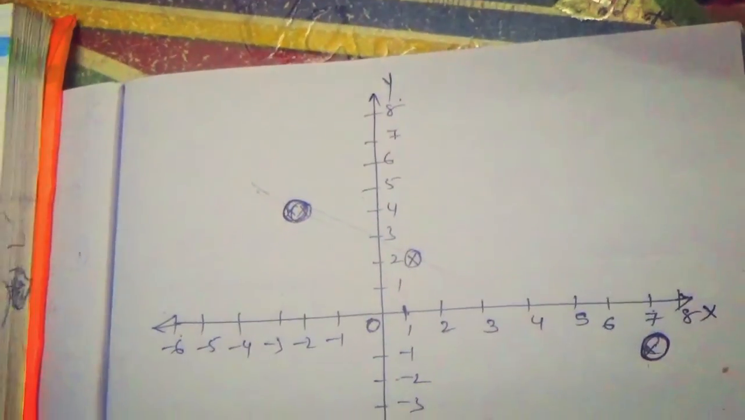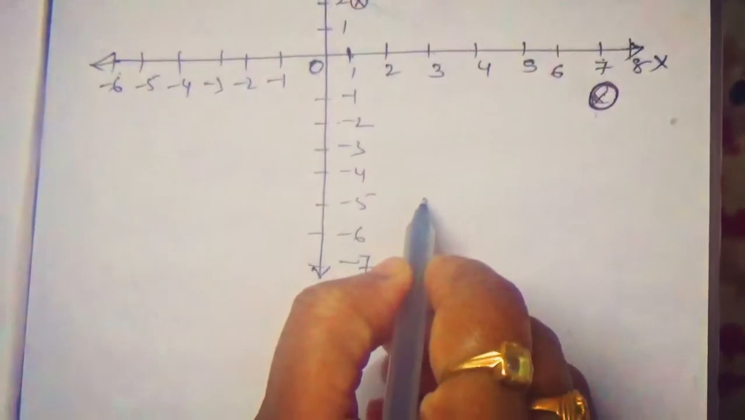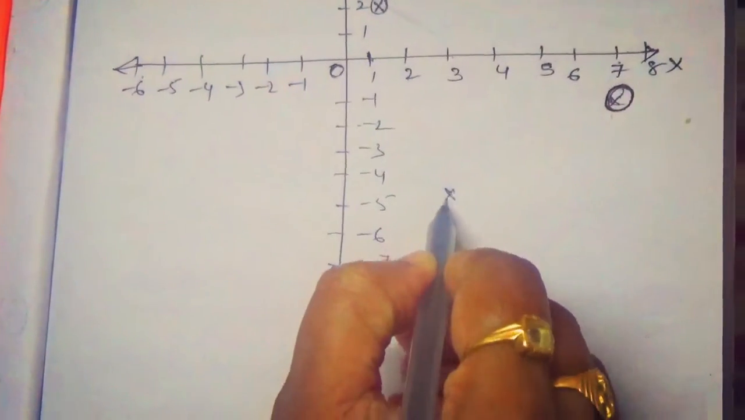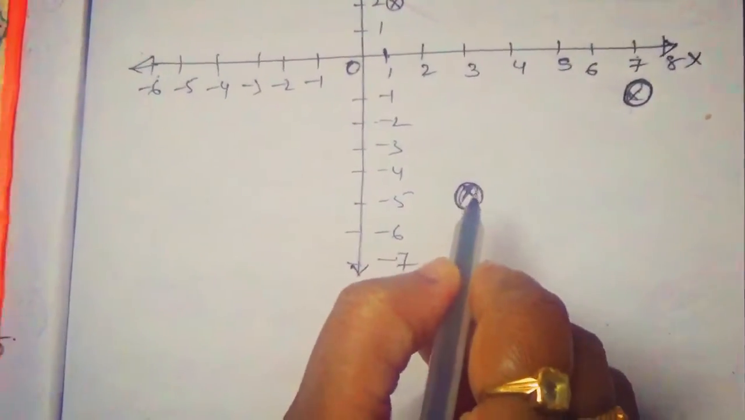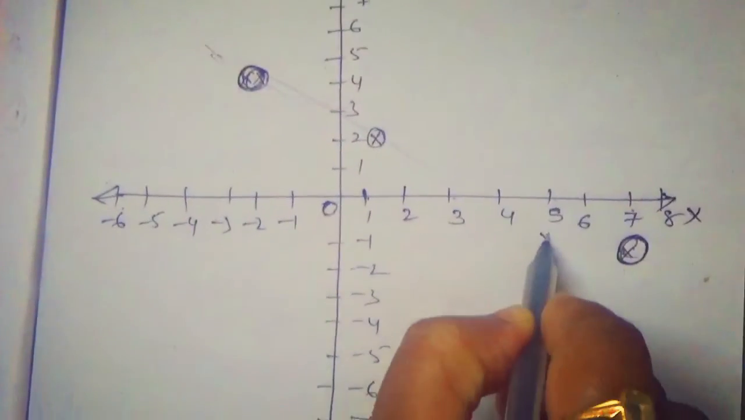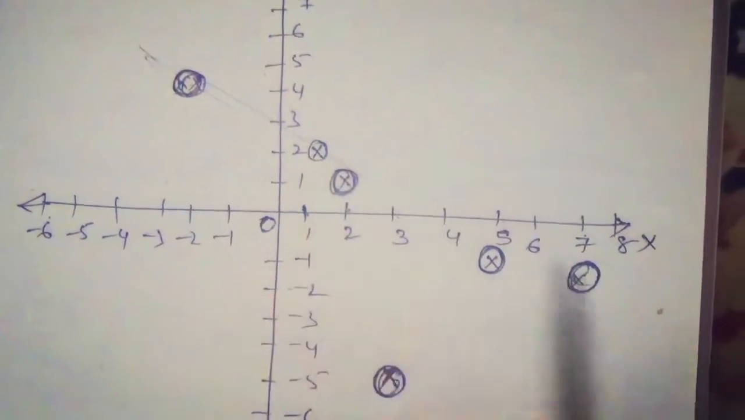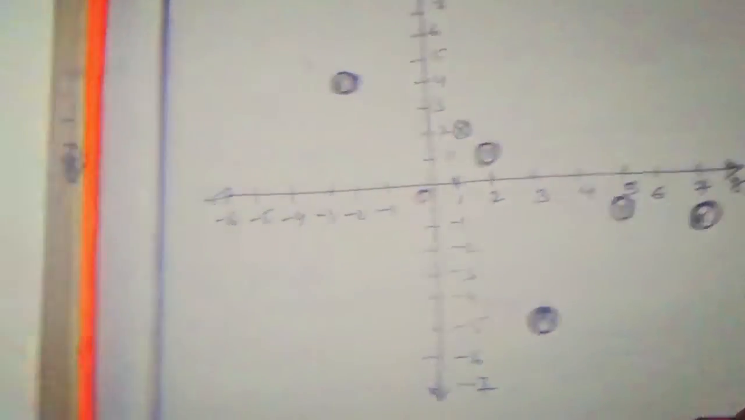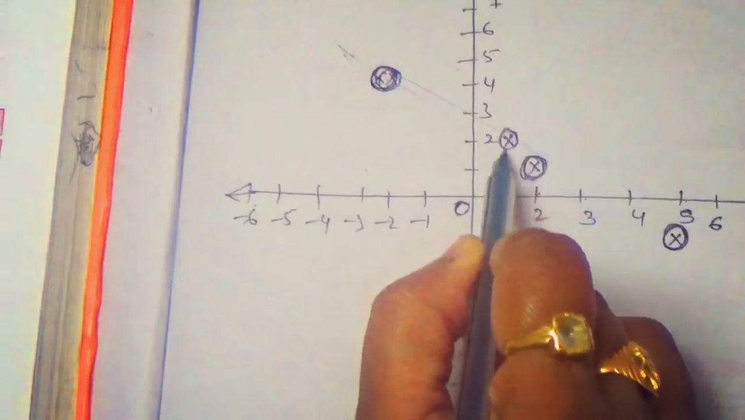Okay. The next one is 3, -5. Here we have the next point. Okay. Next 5, -1. Here we have it. Okay. 2, 1. Here we have the next one. Okay. 1, 2. Here we have another point.